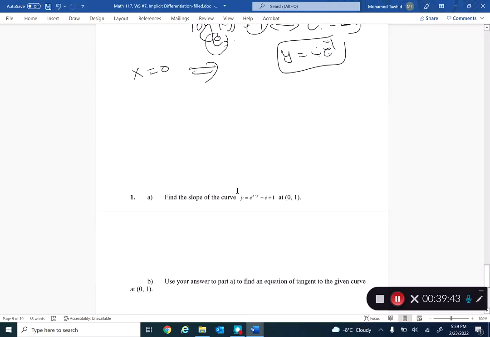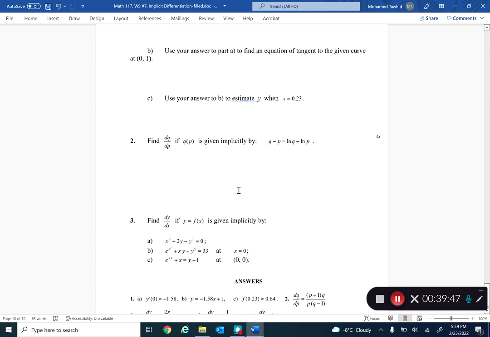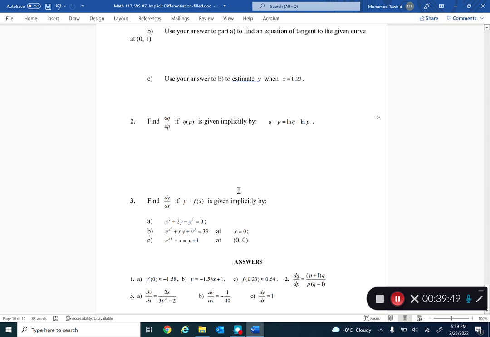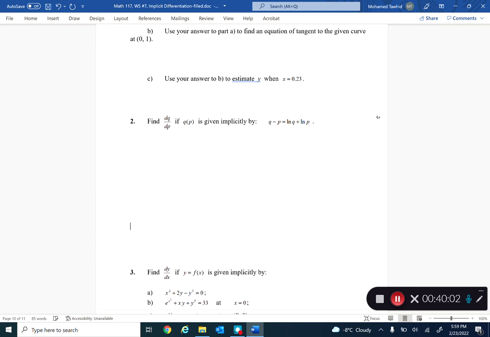So I think I will stop here, or maybe I solve one extra problem. So maybe I solve number 2, and I will provide it. So how to solve number 2? Look at what is given here, guys. Number 2 here, and then I can close the lecture. I need to solve this one. How to solve this one?